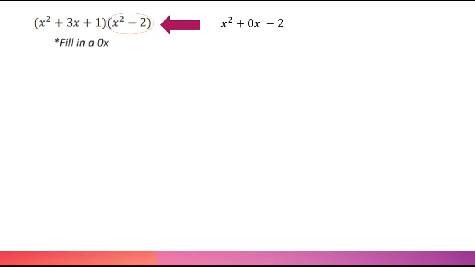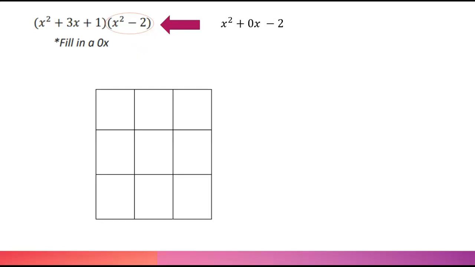Now we are ready to have a 3 by 3 box. Like in the previous example, place one factor on the top and the other on the side. Then begin multiplying. X squared times x squared will give us x to the fourth. X squared times 0x is 0x to the third power. X squared times negative 2 is negative 2x squared.